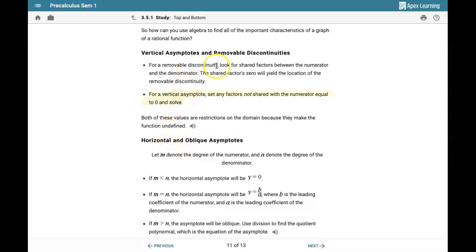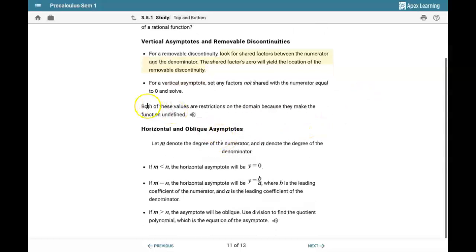For a removable discontinuity, you can do it one of two ways. You can look for what should have been a vertical asymptote on the graph but doesn't appear to show up, or you can look for shared factors between the numerator and the denominator. For example, if we had x plus 2 on top and x plus 2 on bottom, they are common factors, but that still made a removable discontinuity. Both of these values are restrictions, not included in the domain, because they make the function undefined. We can't calculate it. So that is not included when we're giving our domain values.